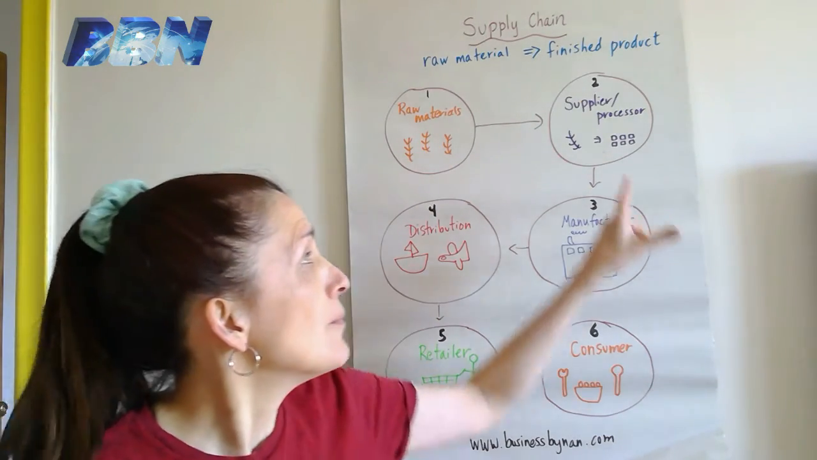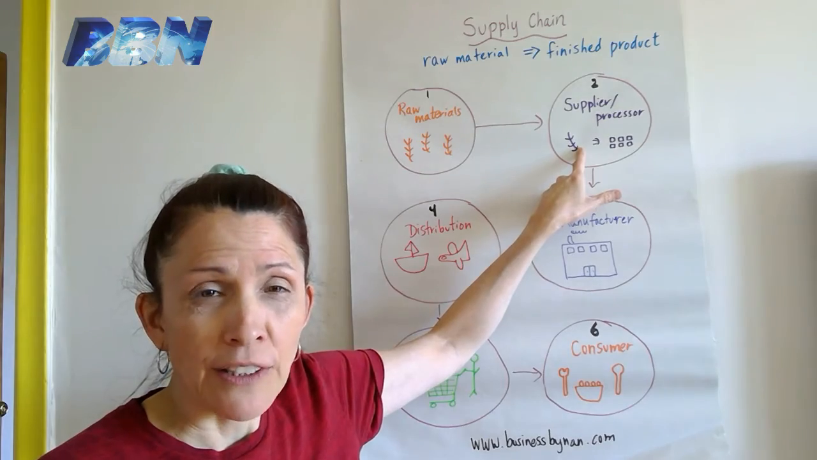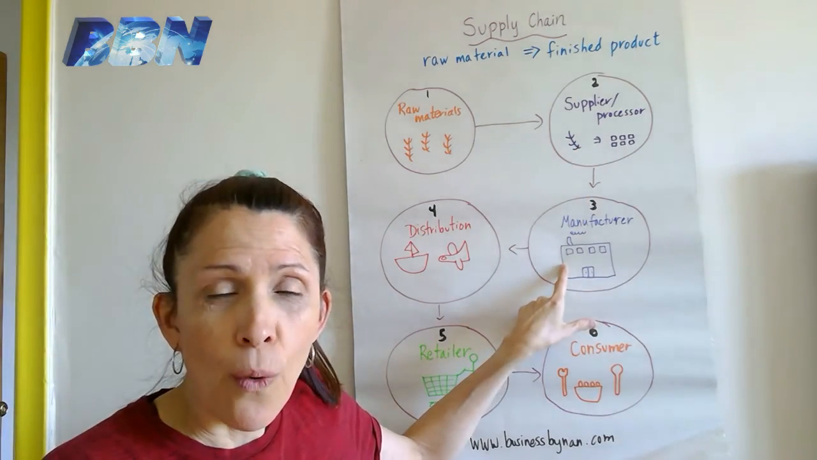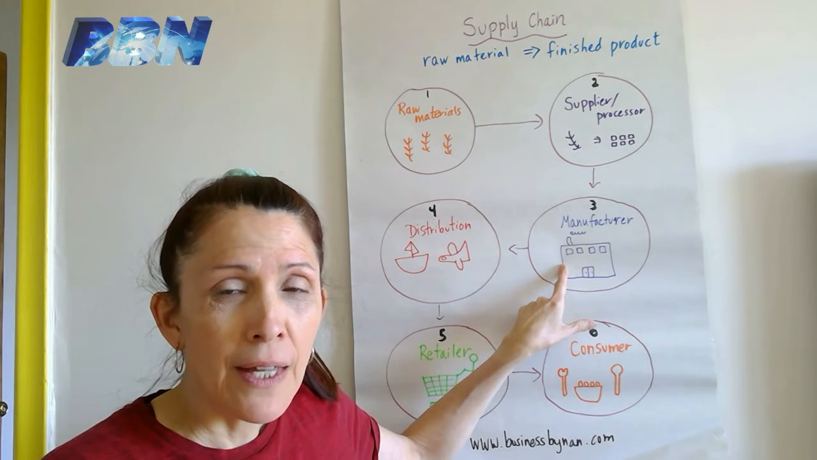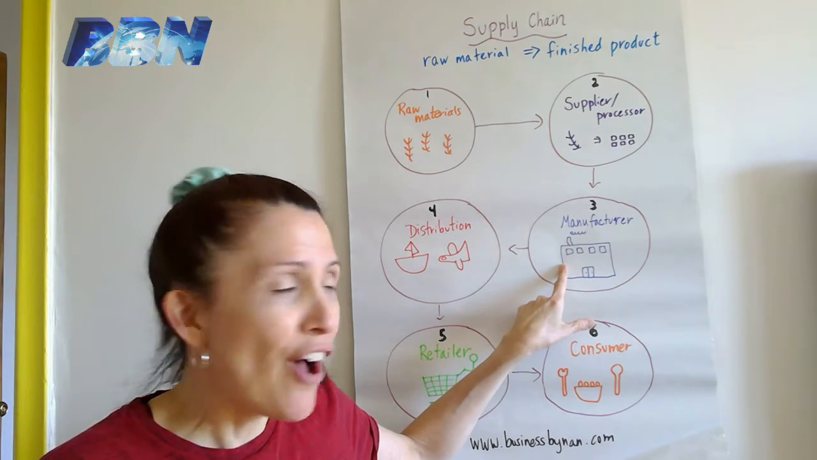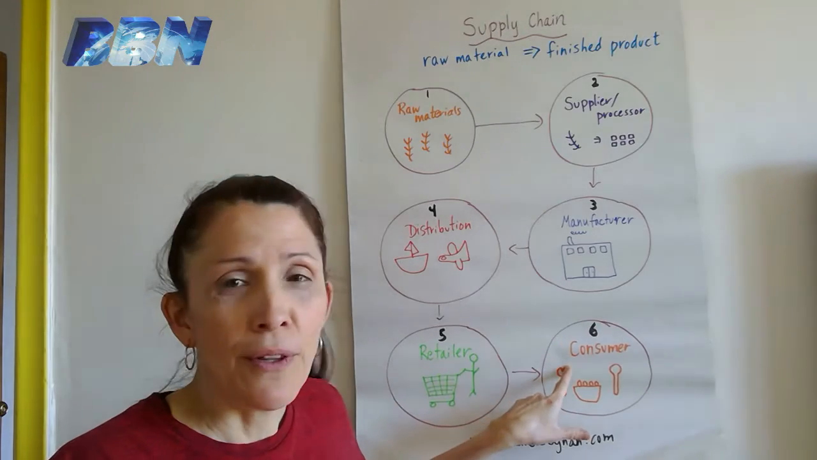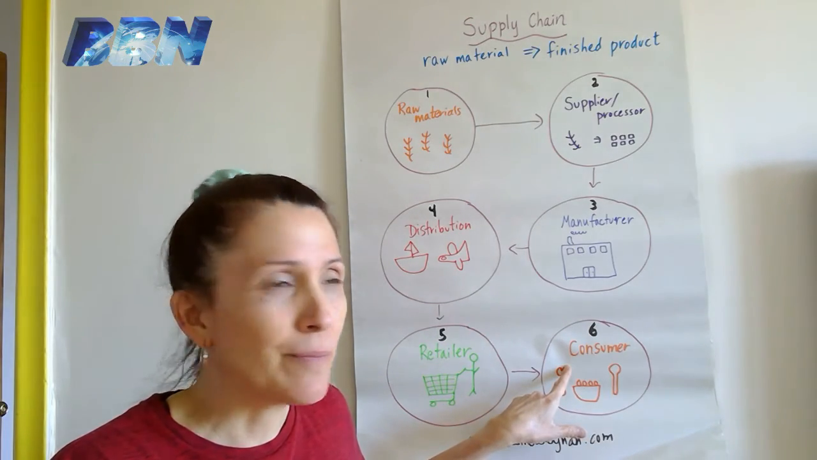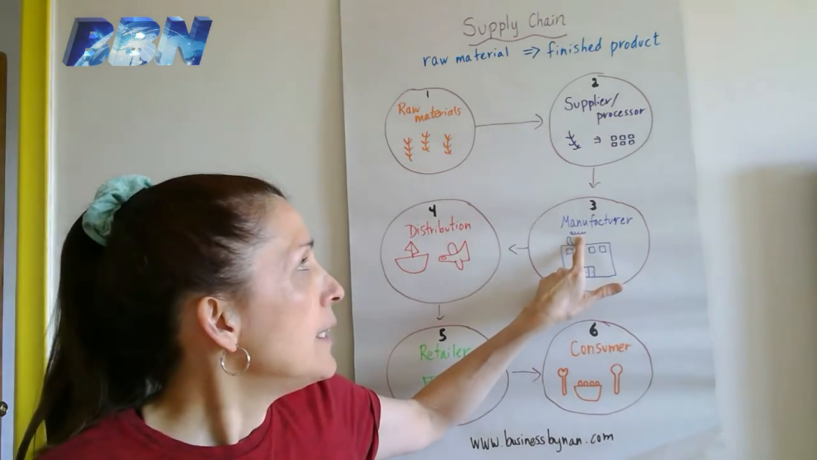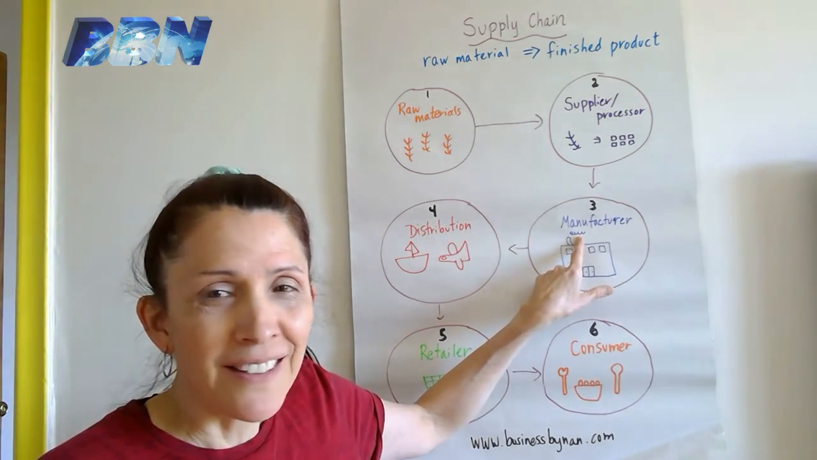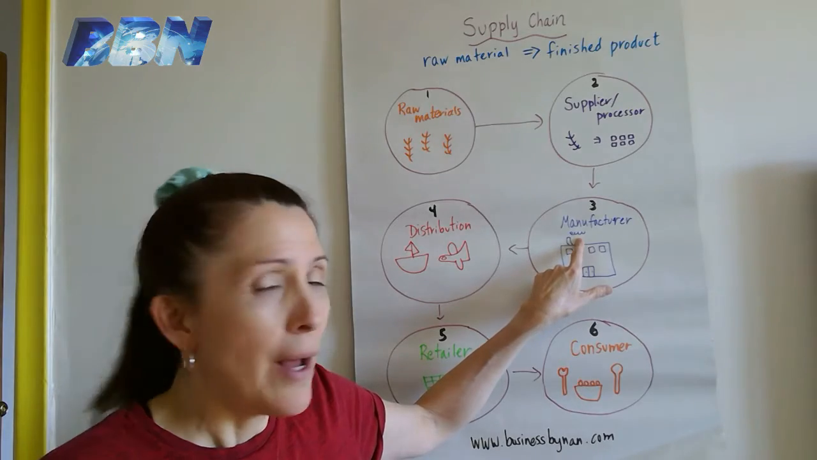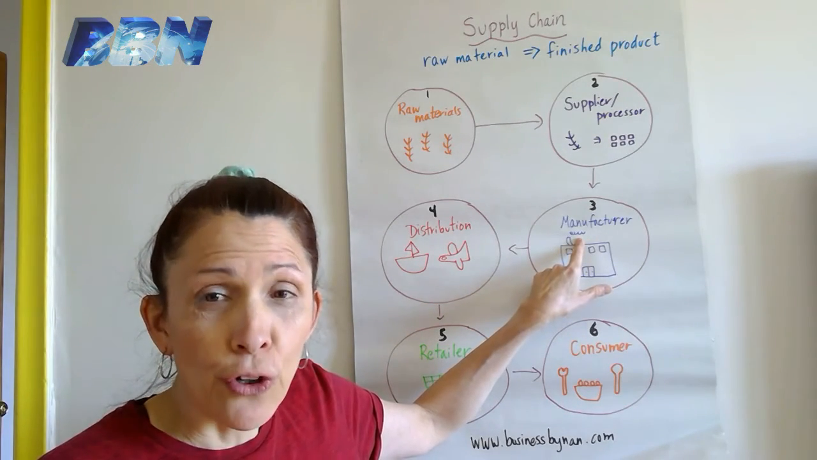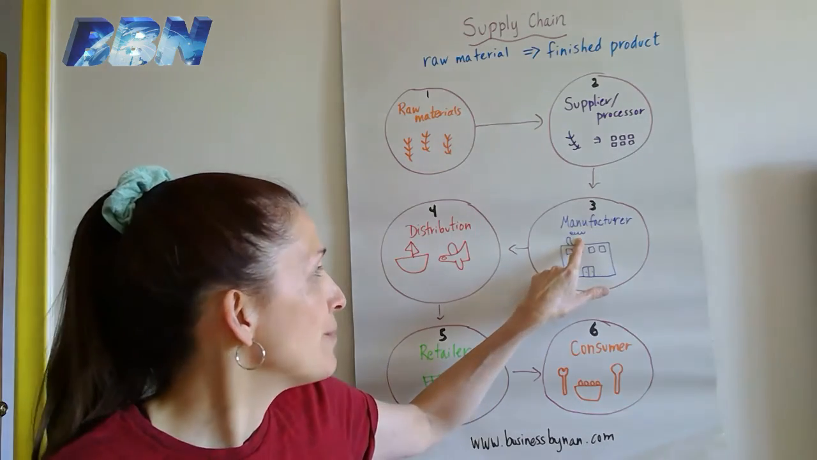After that, after it is processed slightly, it is sent to the factory or the manufacturer. Now the manufacturer is often very close to where they would find the consumer or customer or client. And here, of course, the product is manufactured, it's processed further, and it is packaged.